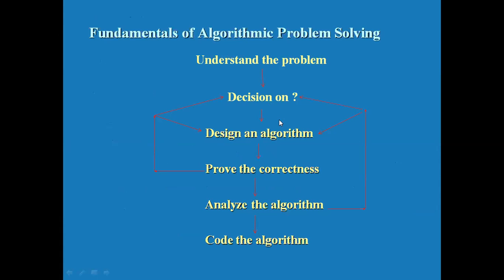The fundamentals of algorithmic problem solving can be understood easily with this diagram. To understand the problem, the decision is taken on designing an algorithm and proving its correctness, and we analyze the algorithm. Then finally we code the algorithm. So to understand the problem, we have to analyze and design an algorithm. It's a stepwise refined procedure. Then we have to prove its correctness, analyze it, and then code. So DPAC, you remember: design, prove, analyze, code. DPAC.